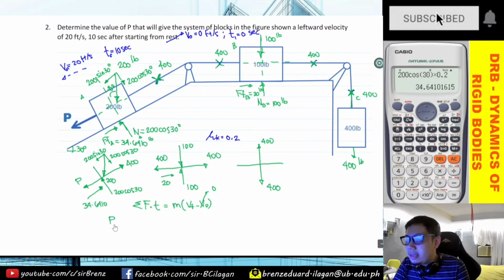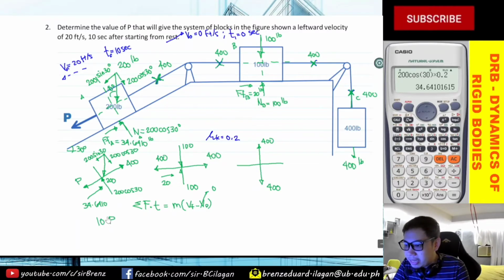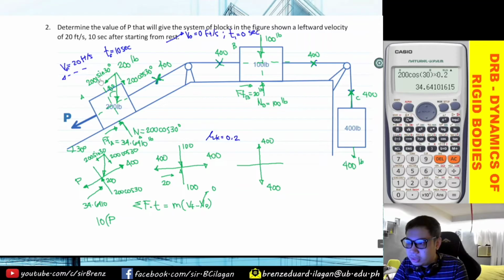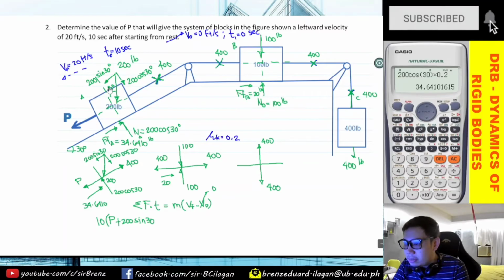So P multiplied by the time, which is 10 seconds. I think it's better if we factor out the time T, kasi lahat naman ng force na yan, i-multiply natin ng 10. So other than P, what other force contributes to the motion of the system? So itong X component ni weight, which is 200 sine 30. So plus 200 sine 30. So meron pa ba? I think wala na.